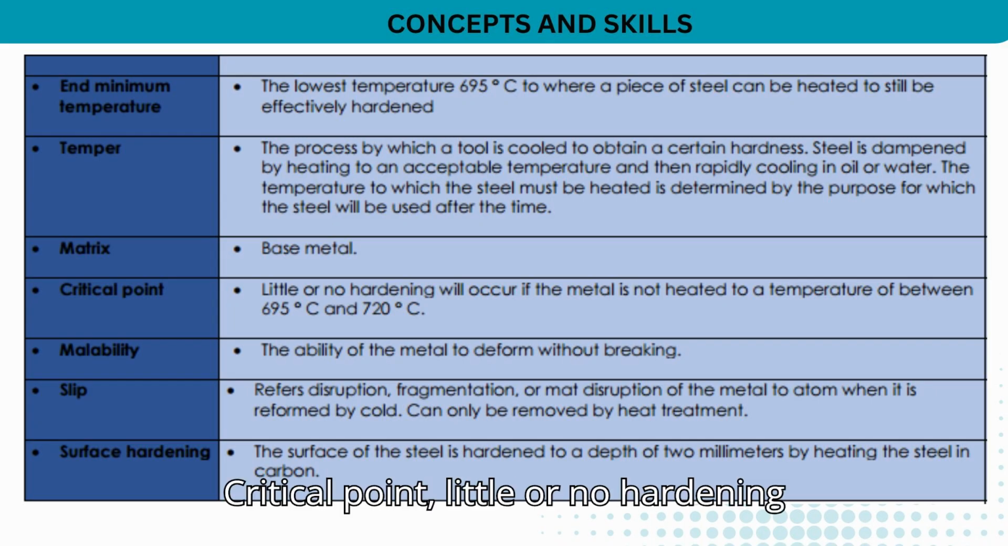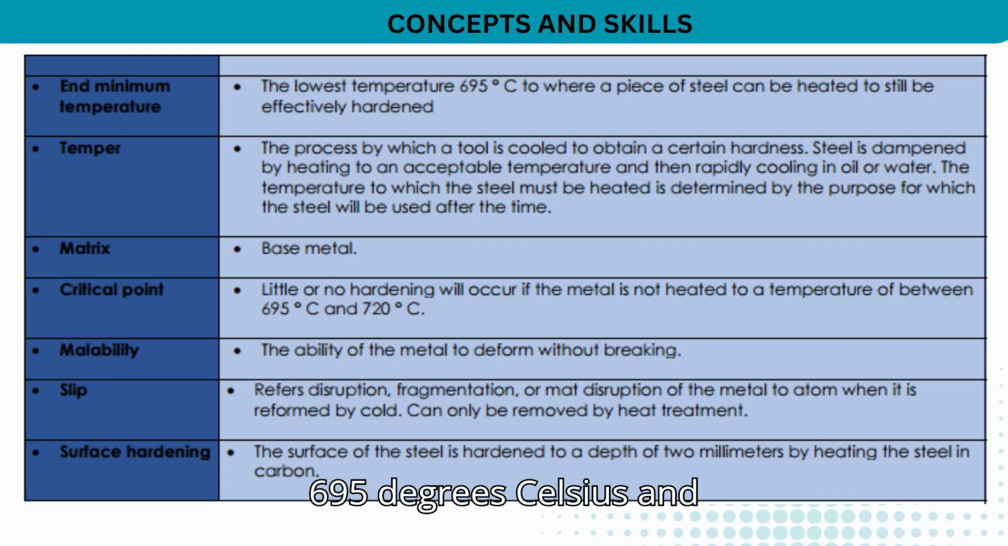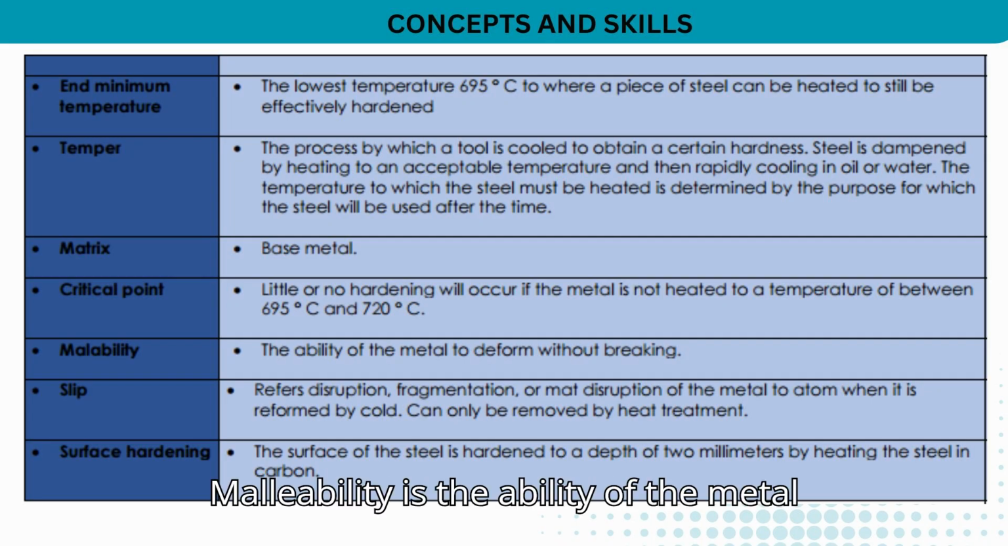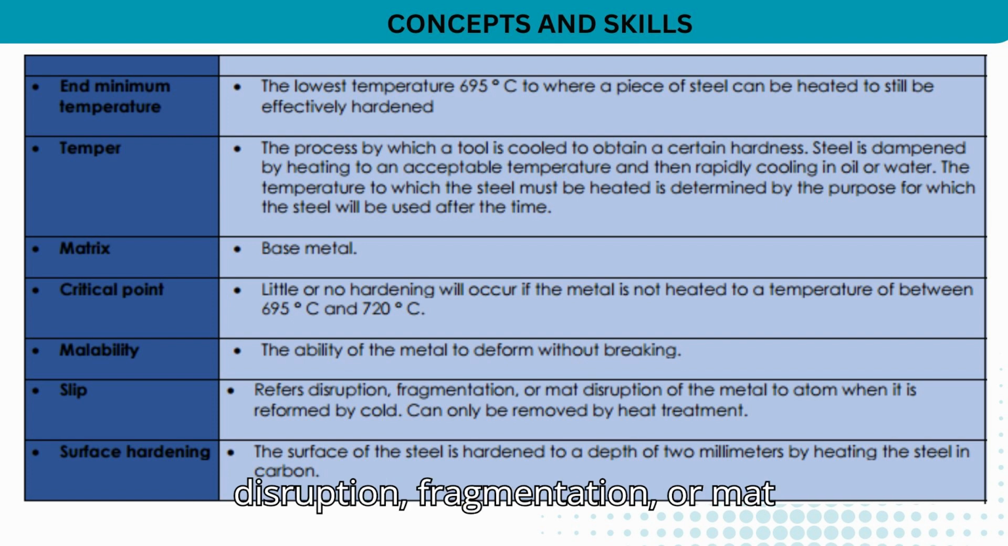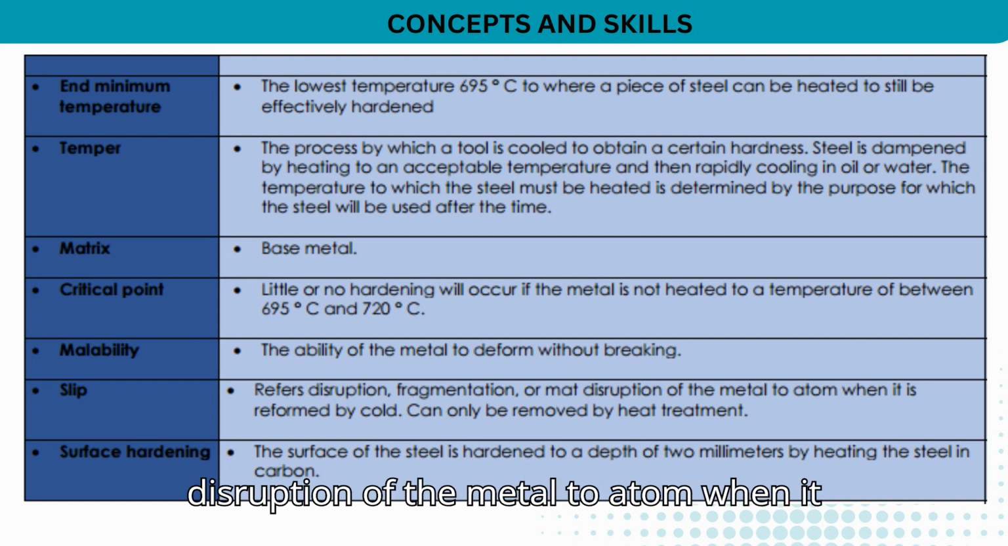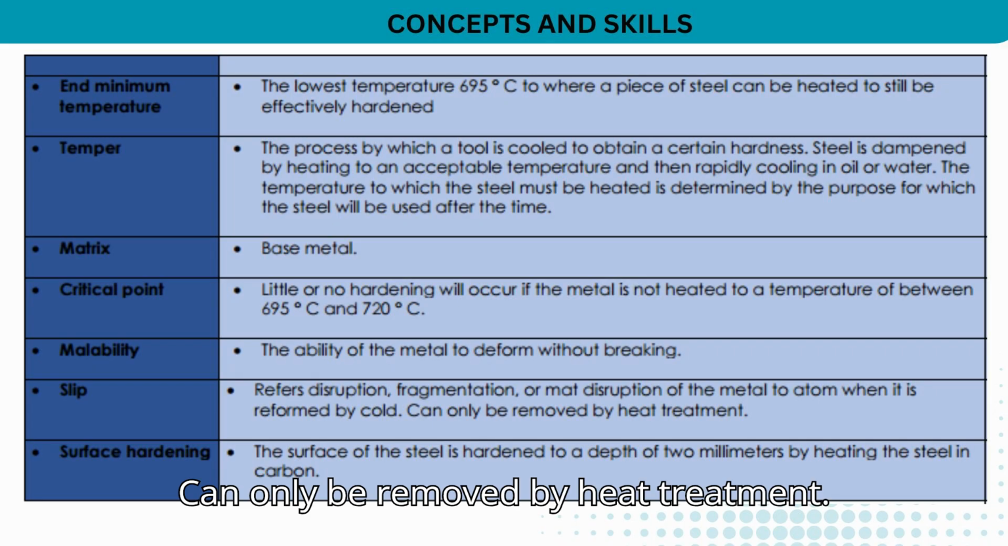Critical point: little or no hardening will occur if the metal is not heated to a temperature of between 695 degrees Celsius and 720 degrees Celsius. Malleability: the ability of the metal to deform without breaking. Slip refers to disruption or fragmentation of the atoms of the metal when it is reformed by cold working. It can only be removed by heat treatment.